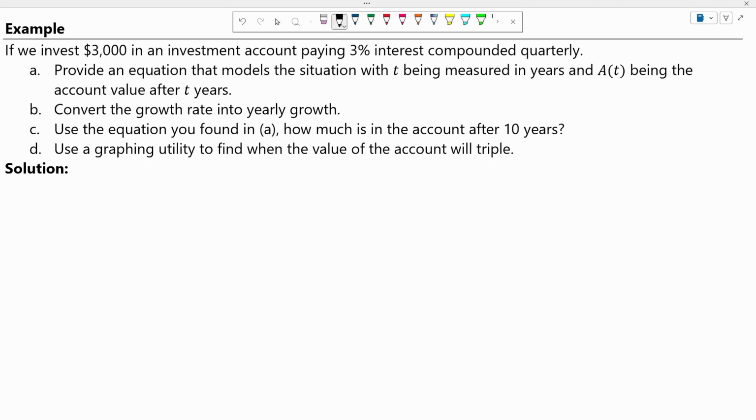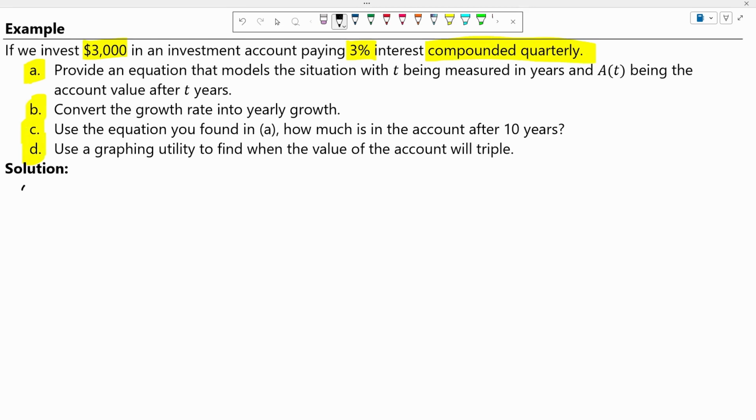Suppose you had $3,000 and it's invested at 3% and it's compounding quarterly. A, provide an equation. B, convert the growth rate into yearly growth. C, use the equation you found in A. How much is going to be in the account in 10 years? And D, when will my account triple? Got it?